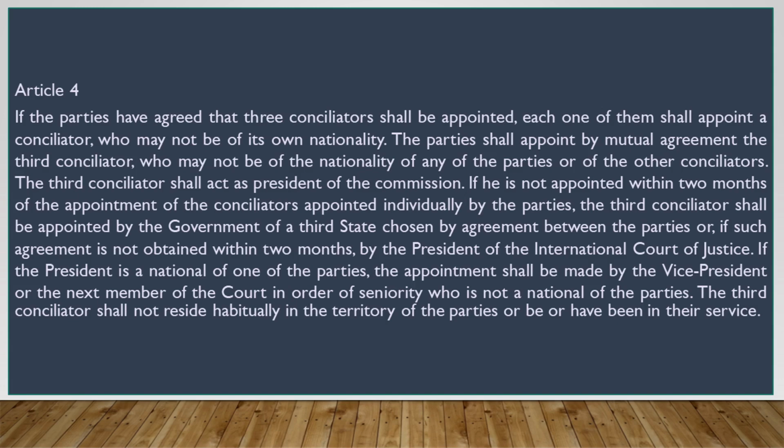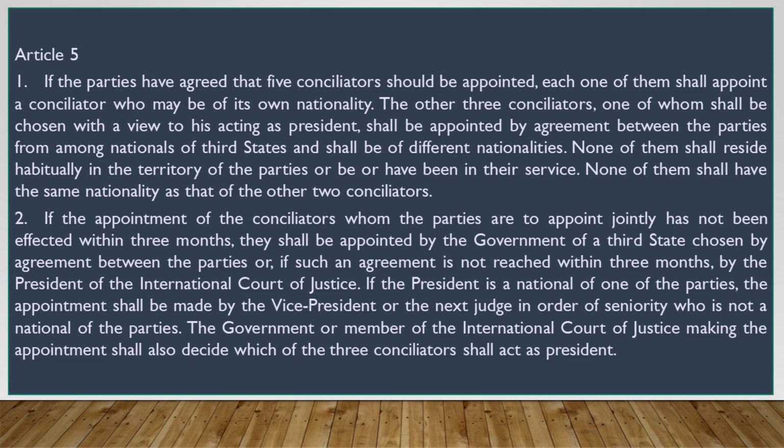The 3rd conciliator shall act as president of the commission. If he is not appointed within 2 months of the appointment of the conciliators appointed individually by the parties, the 3rd conciliator shall be appointed by the government of a 3rd state chosen by agreement between the parties or, if such agreement is not obtained within 2 months, by the President of the International Court of Justice. If the President is a national of one of the parties, the appointment shall be made by the Vice President or the next member of the court in order of seniority who is not a national of the parties. The 3rd conciliator shall not reside habitually in the territory of the parties or be or have been in their service.